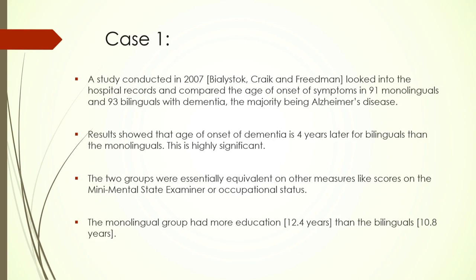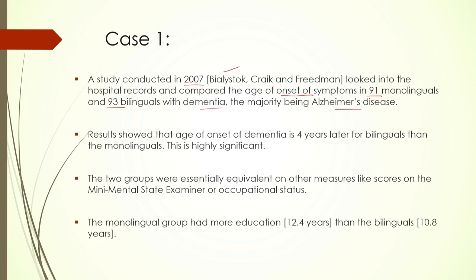Now there have been various studies on this by different groups of researchers. We'll talk about a couple of them here. So one particular study in 2007 by Bialystok's group looked into the hospital records and compared the age of onset of symptoms. There were 91 monolinguals and 93 bilinguals with dementia and Alzheimer's disease.